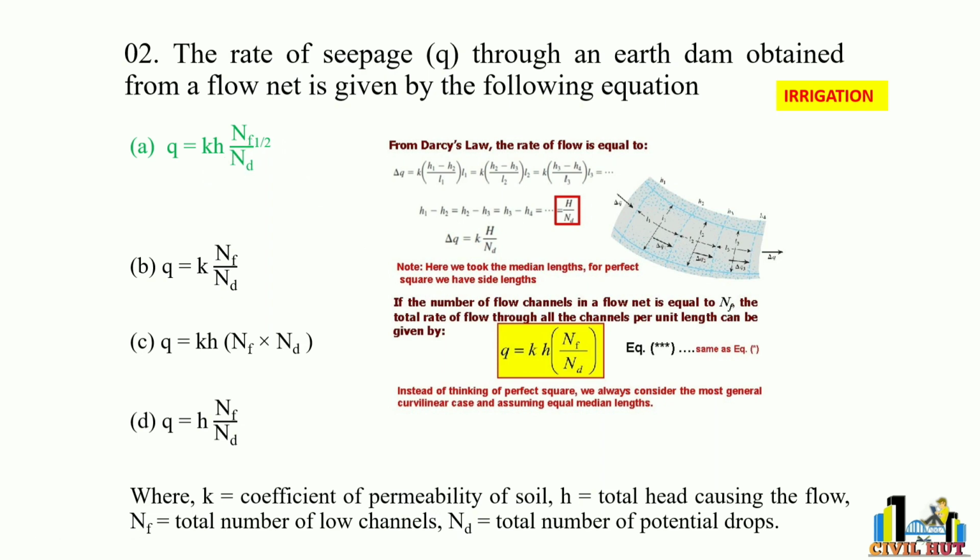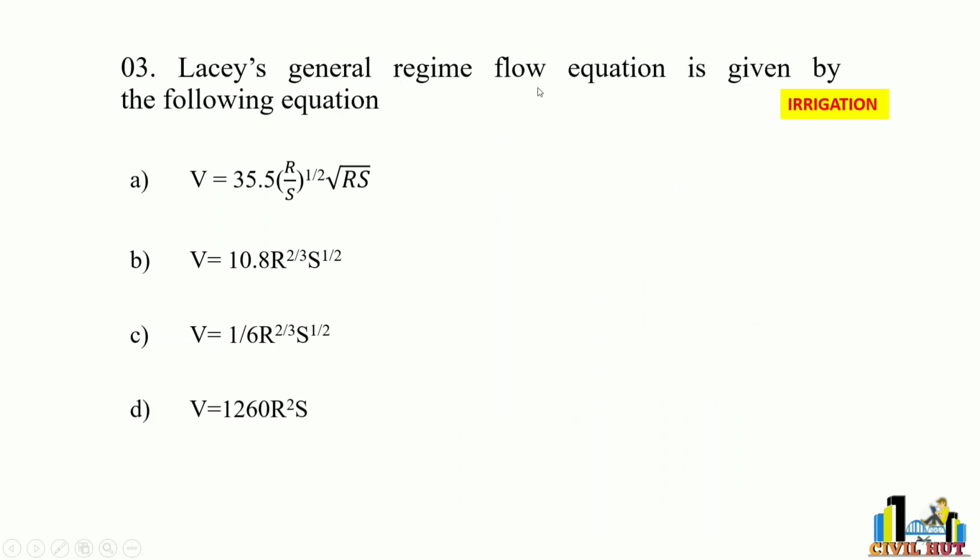Next question: the Lacey general regime flow equation is given by the following equation. This is also from irrigation. A. V equal to 35.5 into (R by S) to the power of 1 by 2, root RS. B. V equal to 10.8 into R to the power of 2 by 3 into S to the power of 1 by 2. C. V equal to 1 by 6 R to the power of 2 by 3 S to the power of 1 by 2. D. V equal to 1260 R square into S. Our answer is B. V equal to 10.8 into R to the power of 2 by 3 into S to the power of 1 by 2.